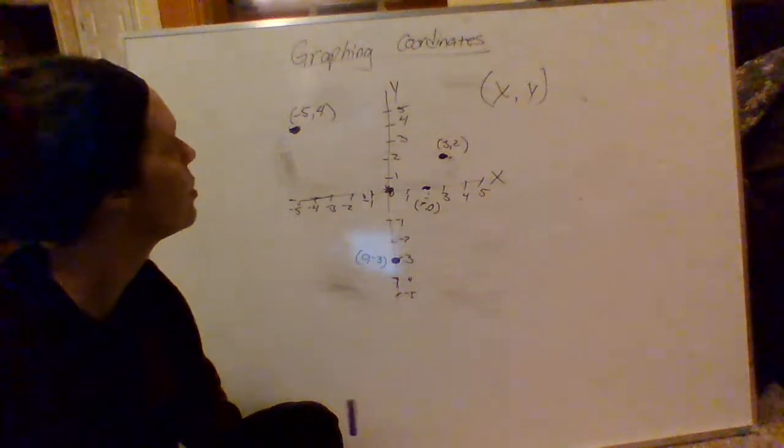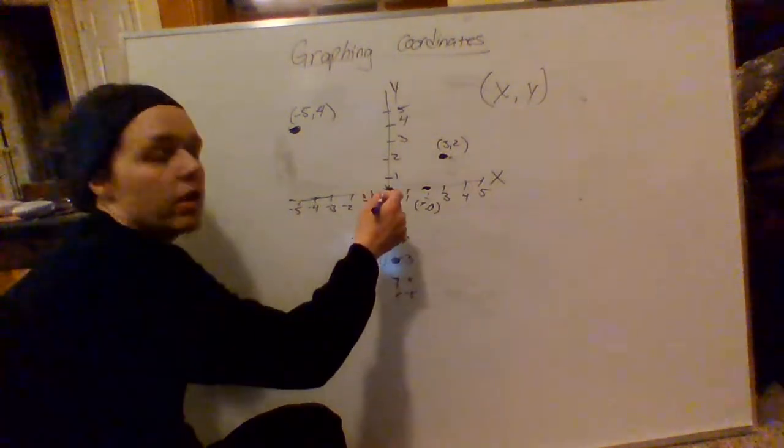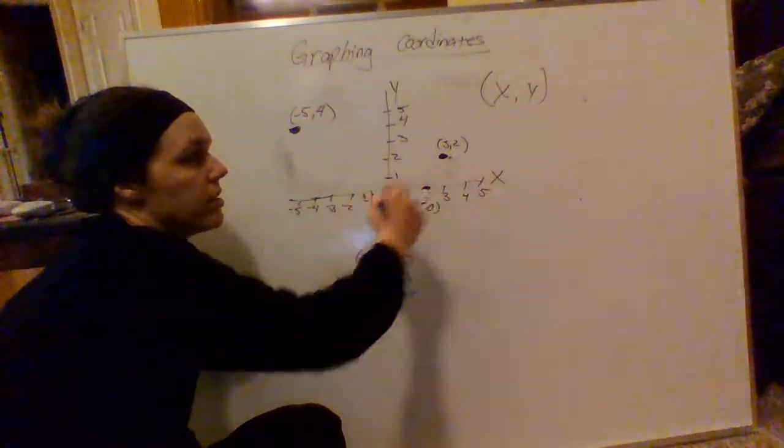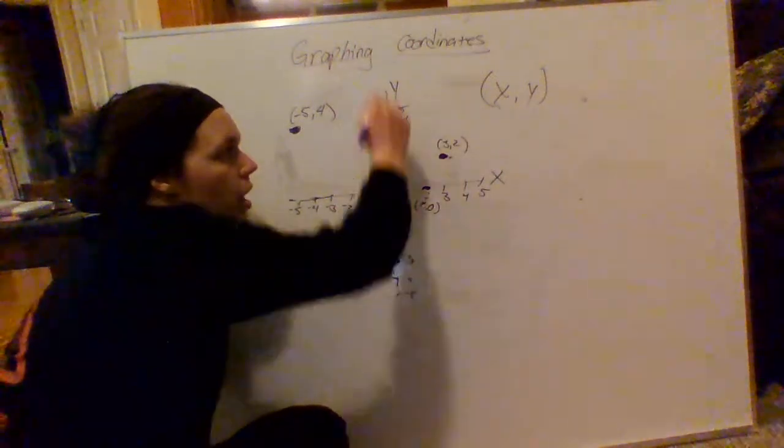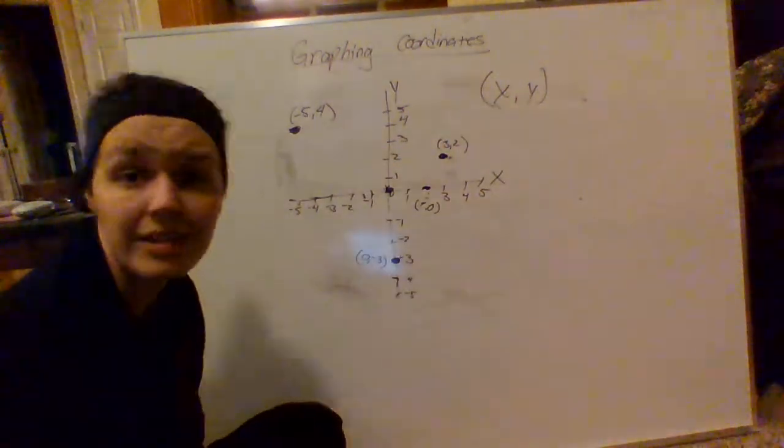Just again, real quickly, when you graph, always start at 0. Work your way left and right, because x comes first, y comes second, and that's how you graph points.